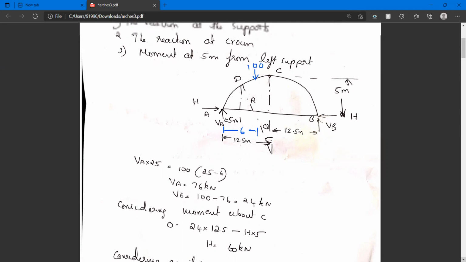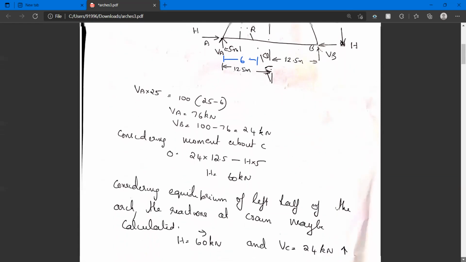How can we find VB? Total of downward load is equal to total of upward load, isn't it? So 100 minus 76 gives you VB. Now to find horizontal reaction H, let us take moment about the crown, that is C. Taking moment about the crown, we get VB into how much? VB into distance from B to C is 12.5. So 24 into 12.5 minus horizontal reaction into vertical distance, which is 5 meter, minus H into 5. From that we can find horizontal reaction.